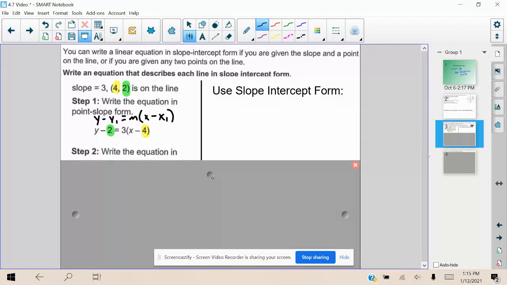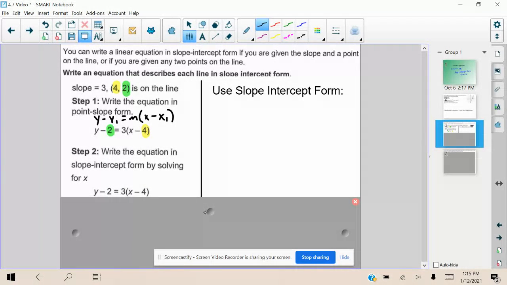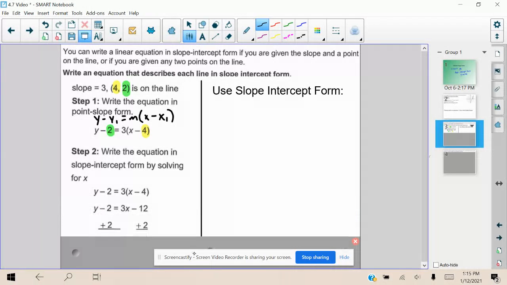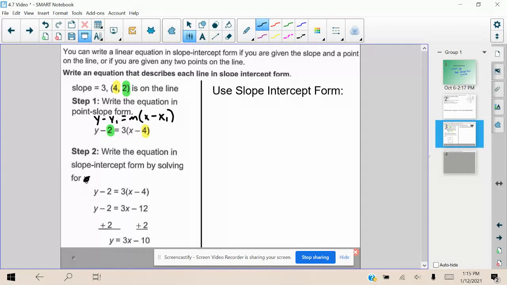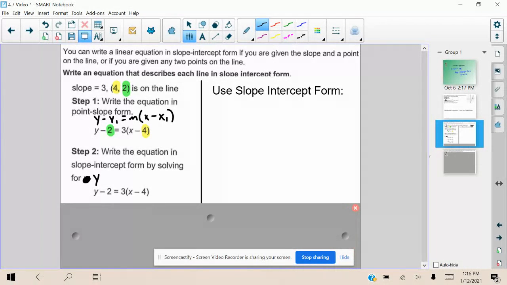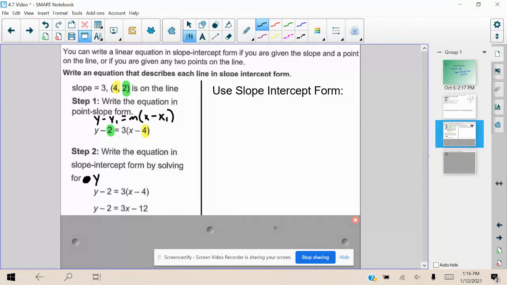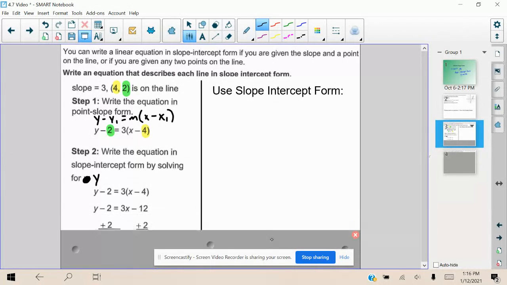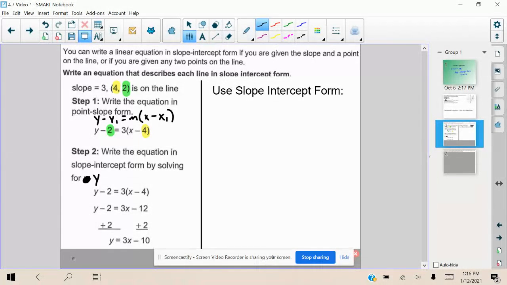The first thing we do is we are going to be solving for y. There we go. So we start out as y minus 2 is equal to 3 times x minus 4. We then multiply, or redistribute, 3 inside. We then add 2 on both sides and we get that y is equal to 3x minus 10. So that's how we use point slope form.